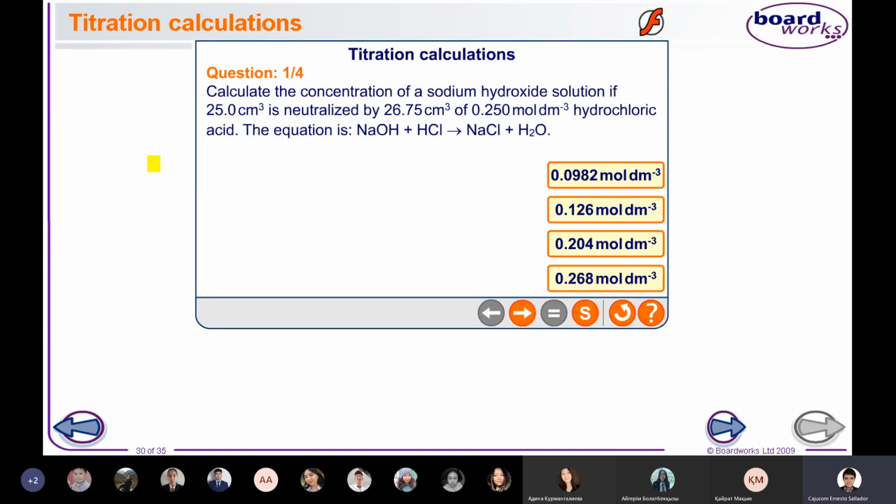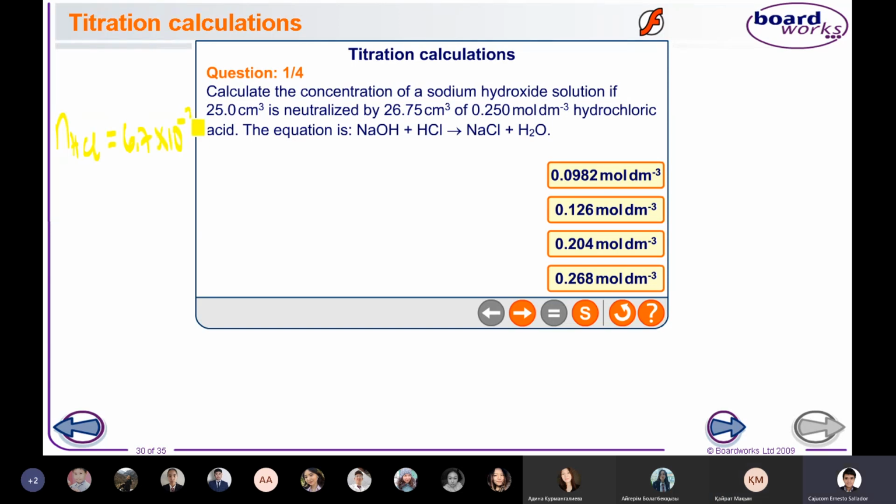But I only have 2 minutes. So what is the first thing that I will do? We need the number of moles. Very good. Thank you so much. So let's get the number of moles of HCl because we know the concentration and the volume. Kairat, can you calculate that for me? What's the number of moles of HCl? 6.7 times 10 to the power of -3.